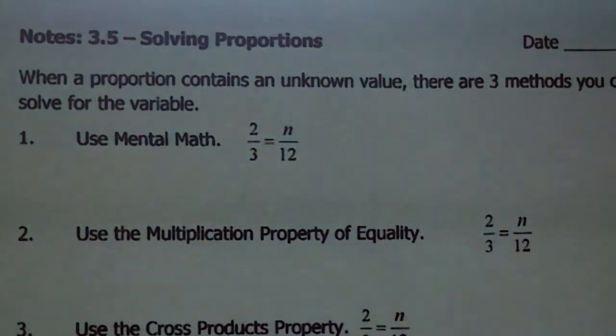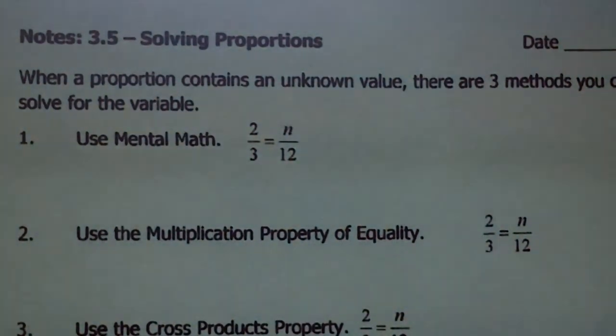So in section 3.3, we learned how to create proportions from verbal situations and determine if they were proportional or not, and you were given all four numbers. Now I'm going to give you a proportional relationship. So I'm going to give you two equivalent ratios, and there's going to be one value missing, and you're going to have to figure out what that value is.